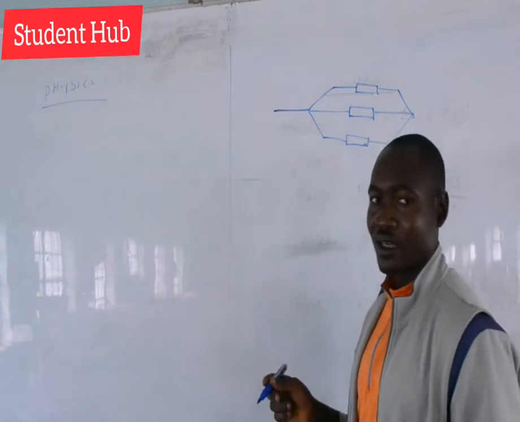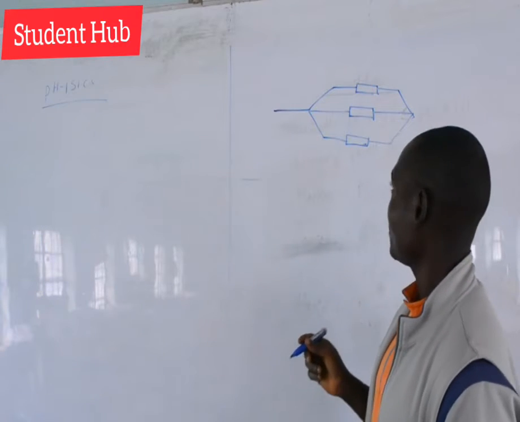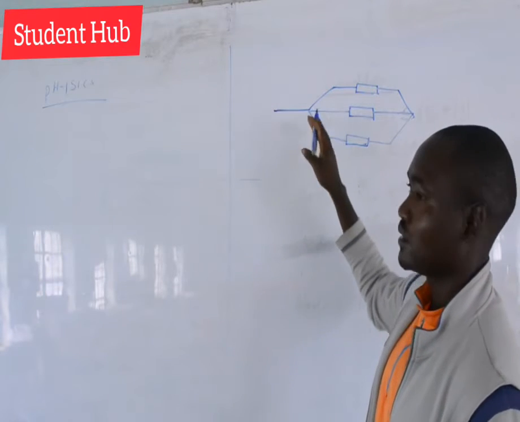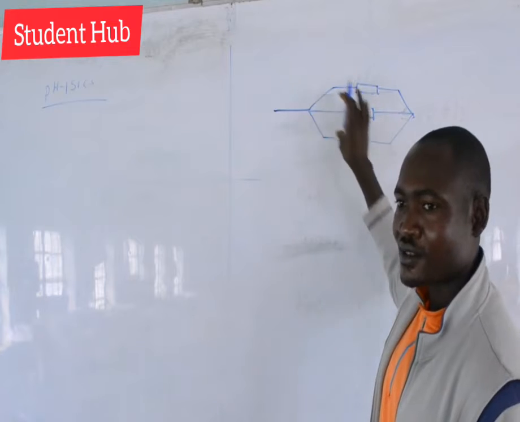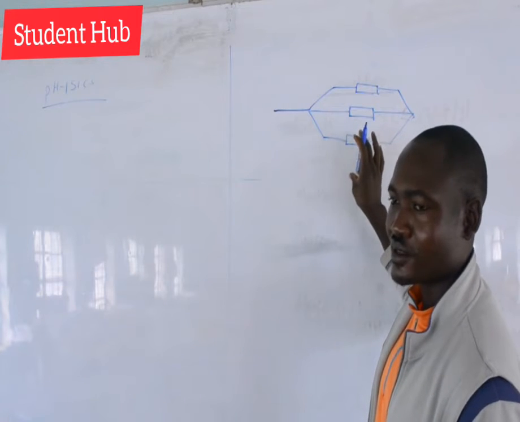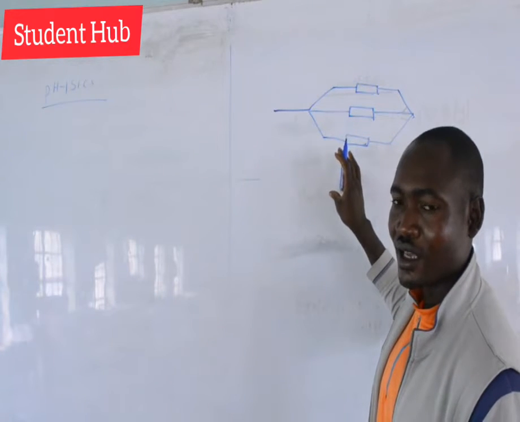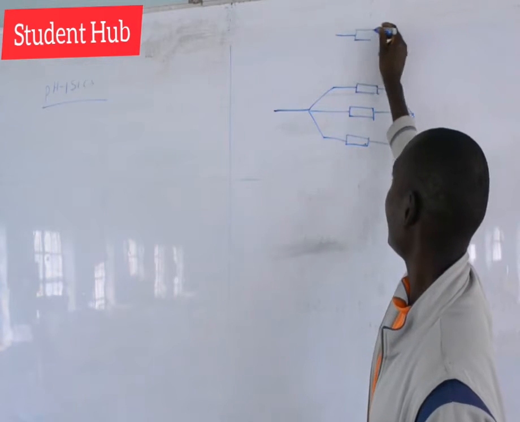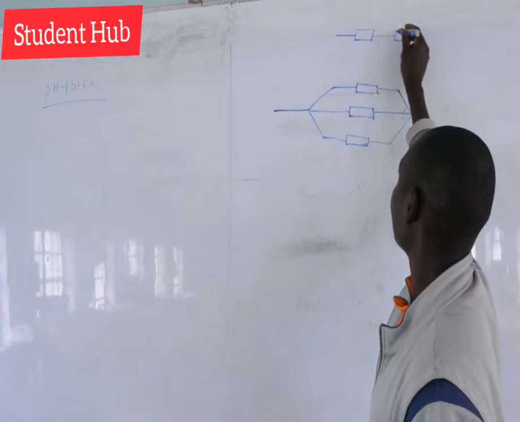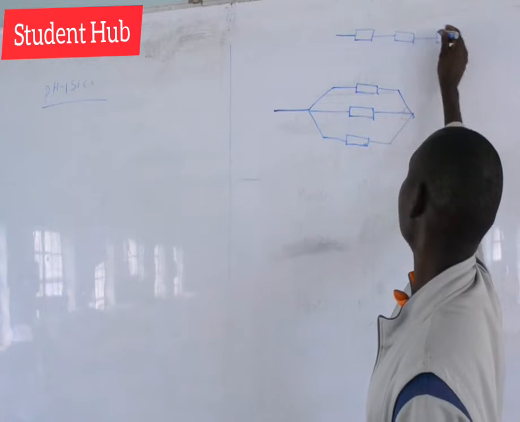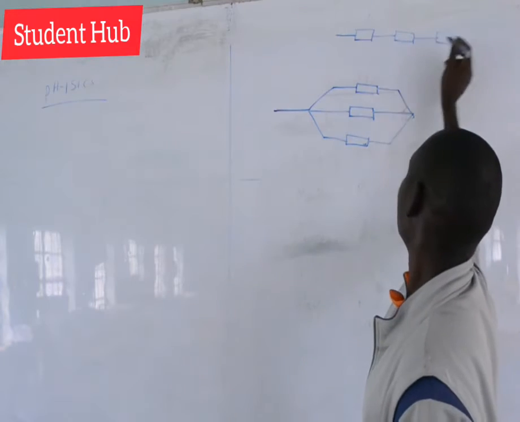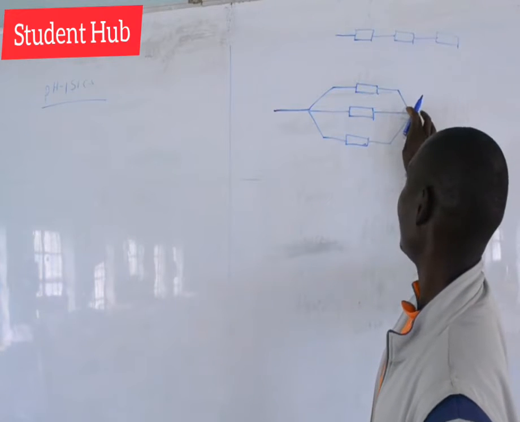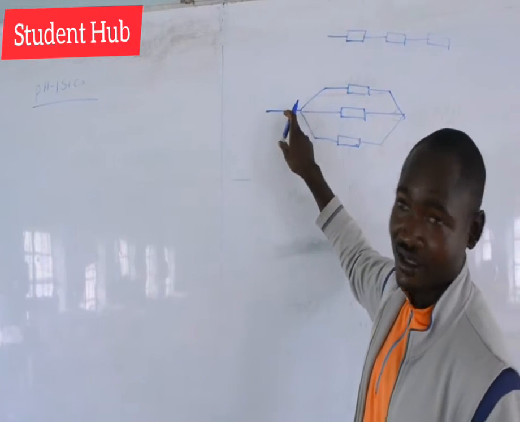You see, last time when we looked at series connection, can you see the difference now? This one is side by side, but for series, the resistors are connected end to end. This way, end to end. This is series connection, while this one is parallel because it is side by side.